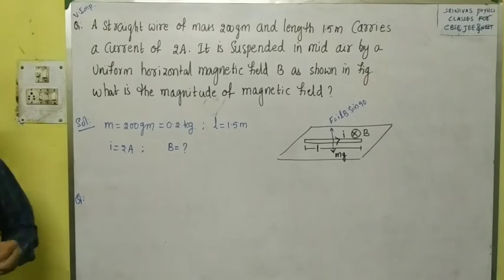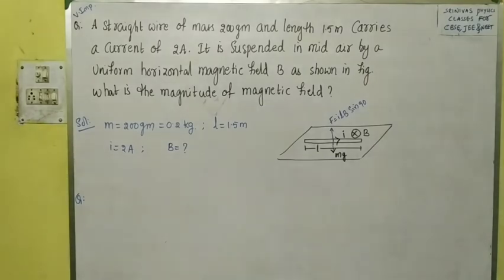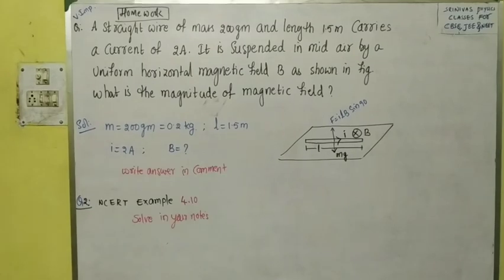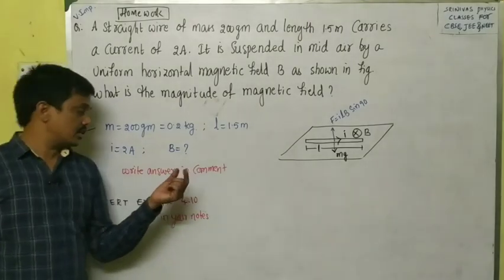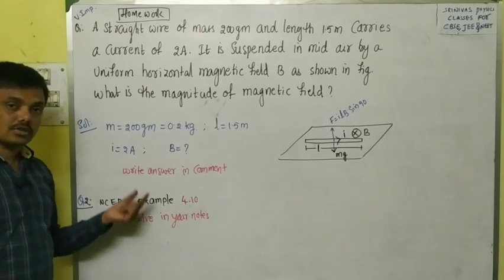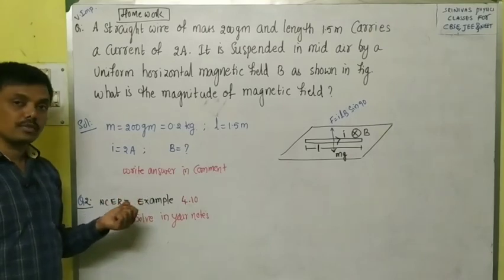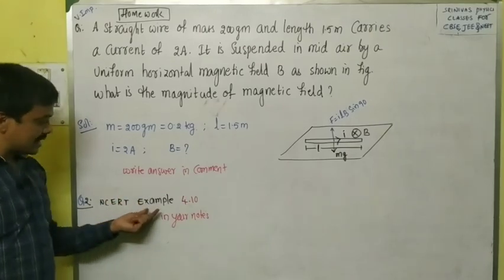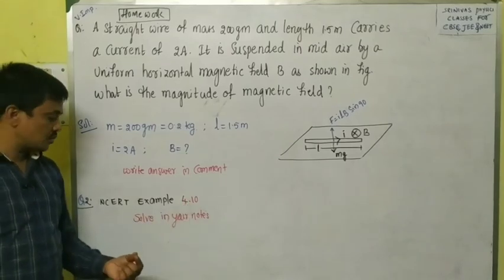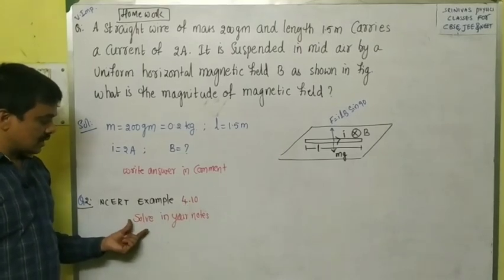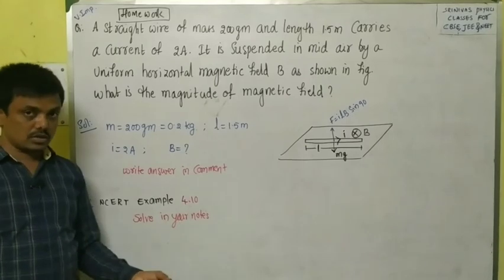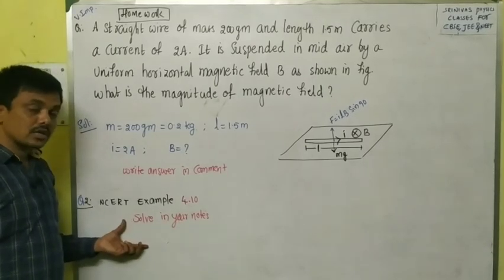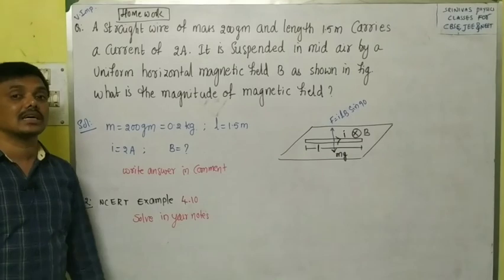That is one of the examples in the NCERT book. I will give the number. Look at here. You solve this problem and after that you can write the answer in the comment and also send the solution to me on WhatsApp. And NCERT example 4.10 also you can complete. This is also very important. Solve this one in your notes. And this is based on the force on a current carrying conductor. F is equal to ILB sin theta. Right?